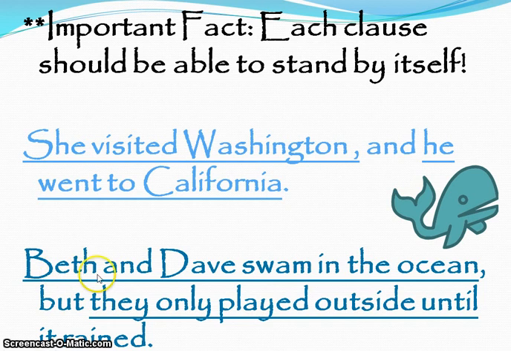Check this one out. Beth and Dave swam in the ocean, but they only played outside until it rained. We've got one independent clause here. Beth and Dave swam in the ocean. Notice it can make sense by itself. Then they added a comma, fanboy. And then they only played outside until it rained. That's another independent clause. So independent clause 1, comma, conjunction, or a semicolon if they wanted to use that. Second independent clause.